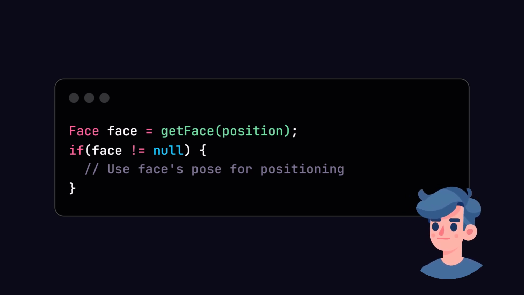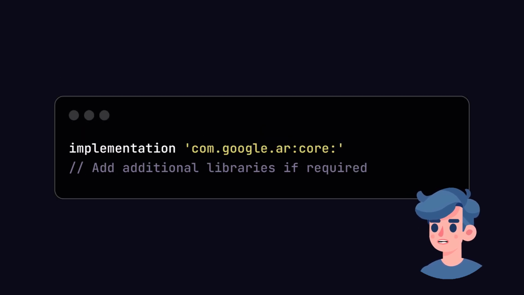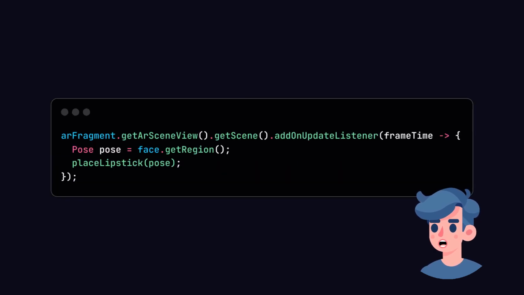Up next, we need to define facial anchors for AR. To detect faces using ARCore, we'll utilize the Face API from ARCore. Let's set up our project for this API. Depending on the complexity, you may need to add support libraries for it. To visualize the makeup try-on, we'll continuously update the position of our lipstick based on the user's facial movements.